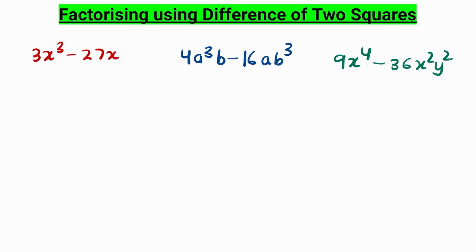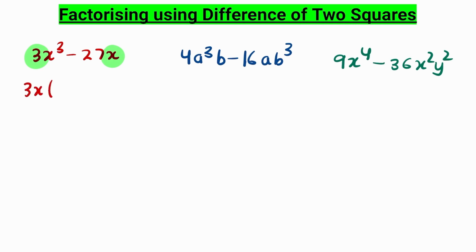Now, as you can see, none of these expressions are in the form where we can factorize using difference of two squares. But this method is hidden in disguise. We just have to work out and reveal this method. If we move on to the first example, we can see that 3 and x are common to both of these terms. So what can we do? We can take 3x out of this expression as a common factor.